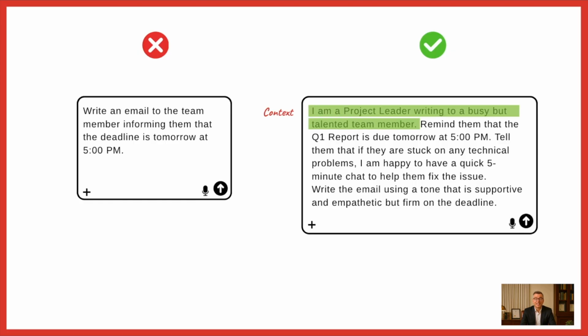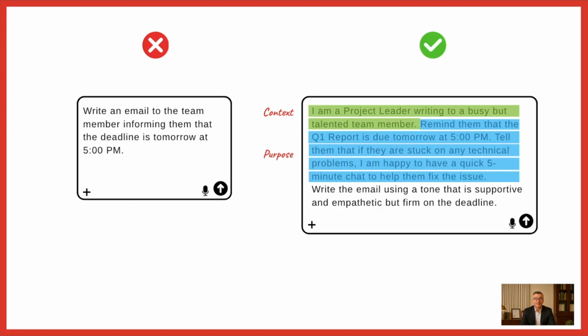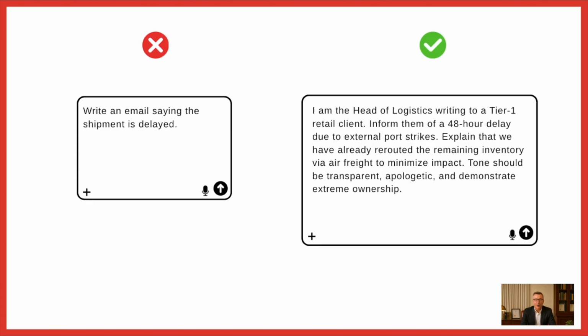I am a project lead, writing to a busy but talented team member. Remind them that the Q1 report is due tomorrow at 5 p.m. Tell them that if they are stuck on any technical problems, I am happy to have a quick 5-minute chat to help them fix the issue. Write the email using a tone that is supportive and empathetic, but firm on the deadline. Notice the difference.